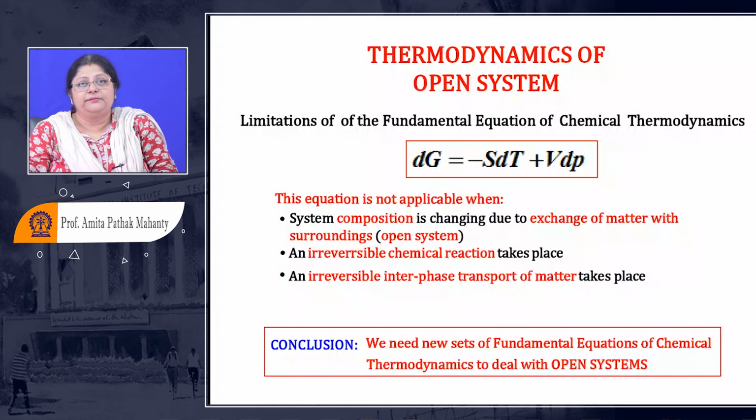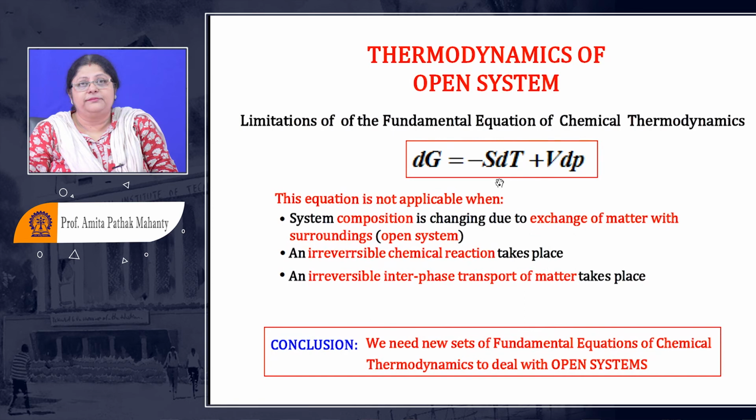So far we have said that we are not having any exchange of matter between system and surrounding, and according to that the fundamental equation of Gibbs energy will be given as delta G equal to minus S delta T plus V delta P. Now the limitation of this fundamental equation in the form which we have is that we are not accounting for any composition change. This equation is not applicable when there is a change in the composition of the system. This is only possible when you have a closed system and a single component system.